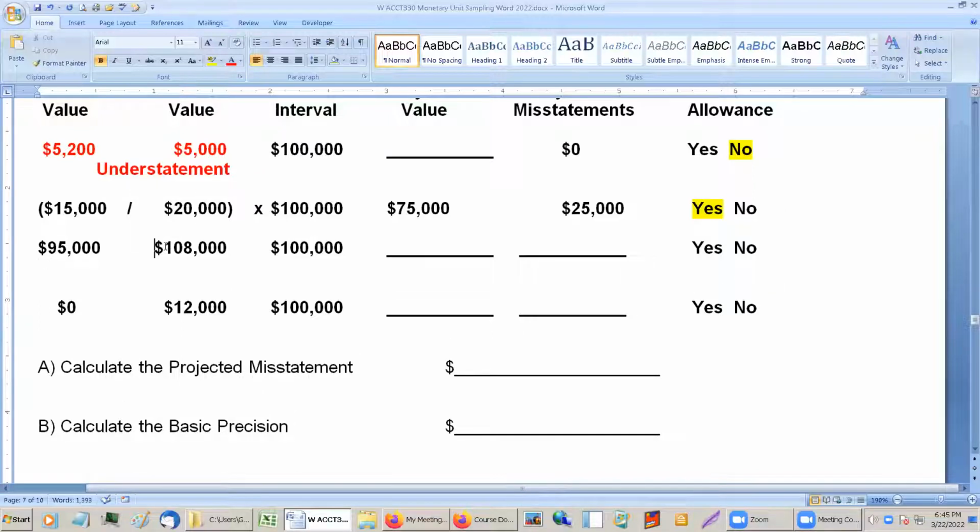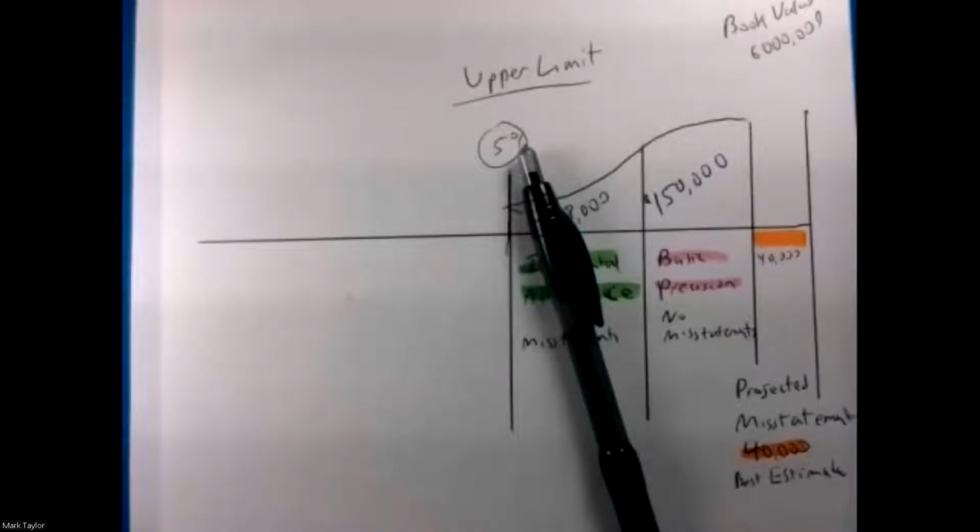It's going to be an overstatement. They're overstating it. They're saying it's 108 and 95. But you'll notice something weird, and that is this. The value of it is larger than the interval. So this one, it's 100% sure this one was going to get picked because it was more than $100,000, and that's the beauty of this method: if something is overstated enough, there's a 100% chance it'll get picked if it goes more than the interval, and that's what this is.